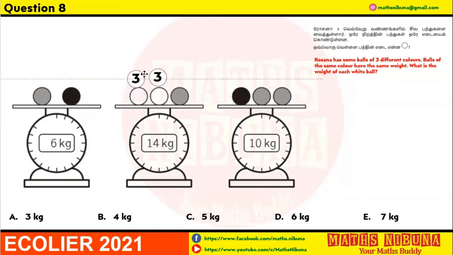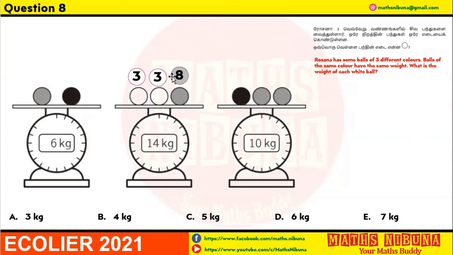Okay, put here. This one must be 3 kg. Same as it. 3 plus 3 is 6. Okay, this is 6. This is 14. That means the gray color is 14 minus 3 minus 3 minus 6. Okay, 14 minus 6, which is 8.